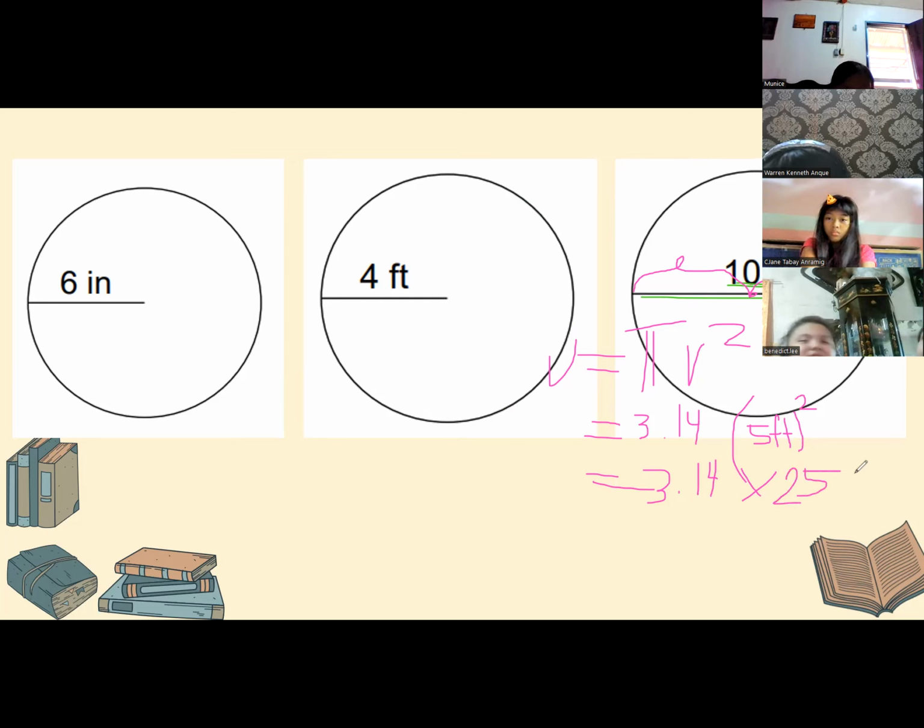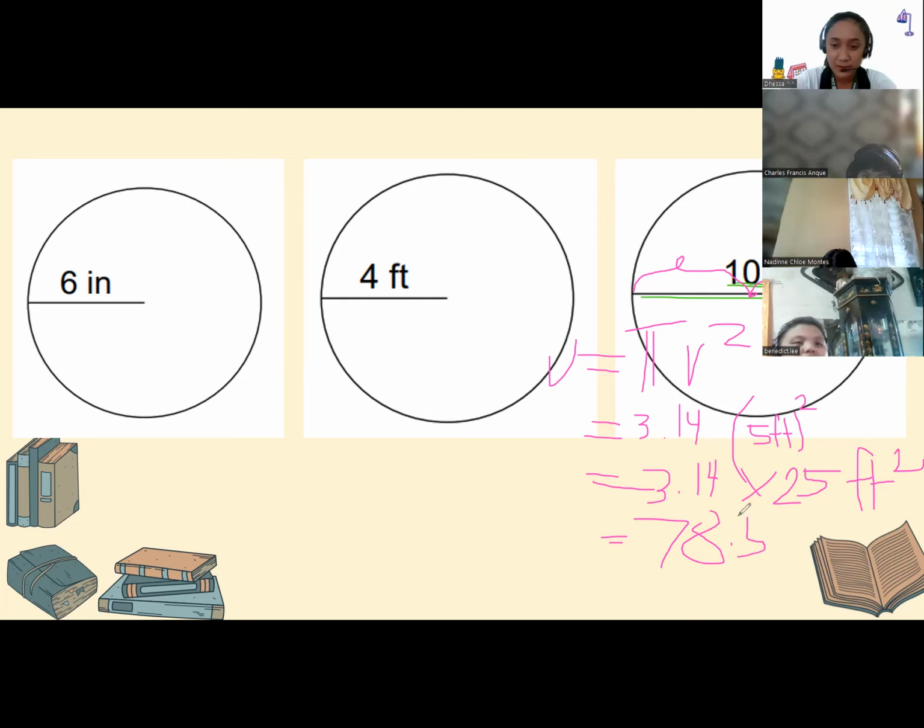25 feet squared. Very good. And then you multiply, Muniz. 25 times 3.14. 78.5. Very good. Wow, ang bilis lagi. 78.5 feet squared. So your area for this circle is 78.5 feet squared.